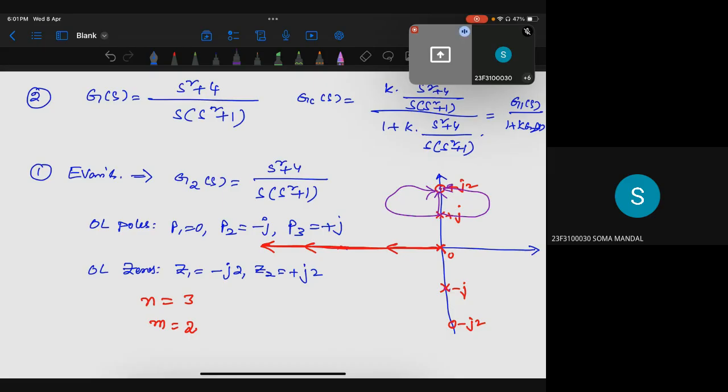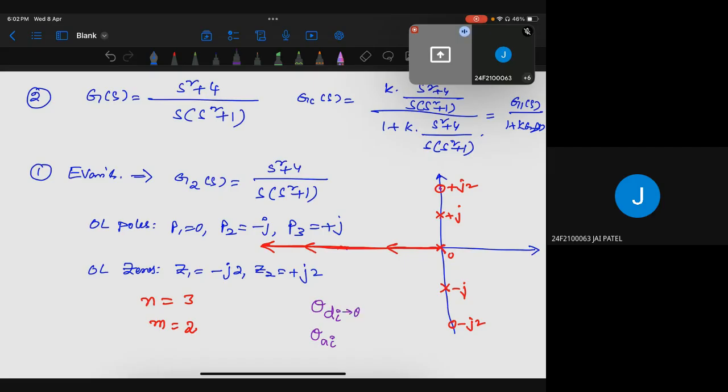So obviously, whether it is reaching like this, or reaching like this. Okay. How do you find that? By angle of departure at plus j. Yes. So you will find theta D_i, you will find theta A_i. For every pole and zero, you will find theta D_i.